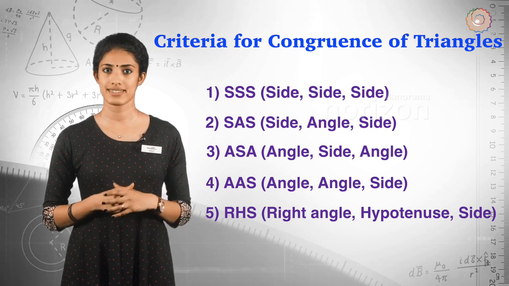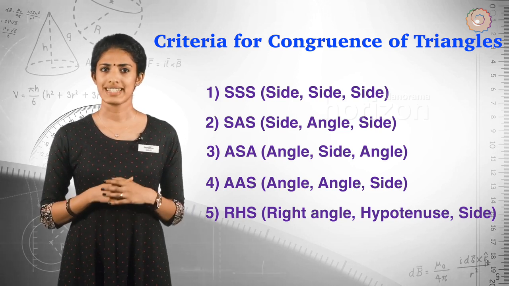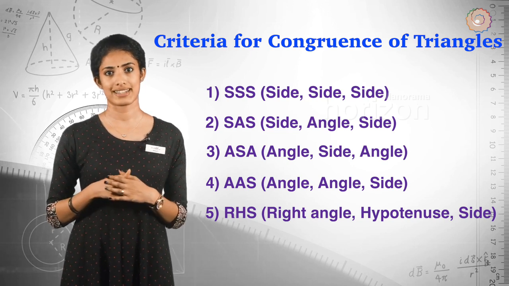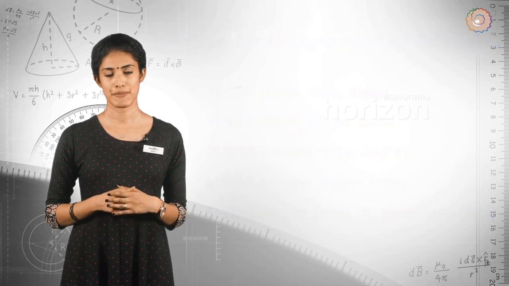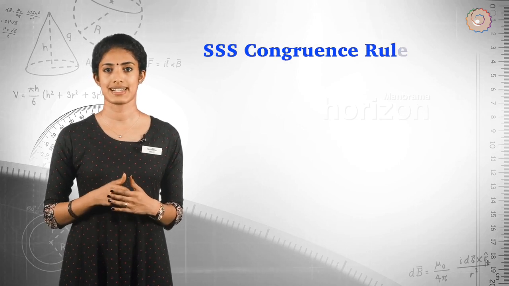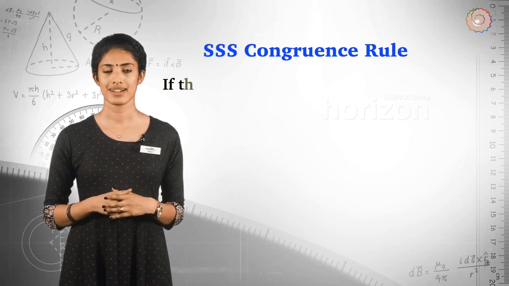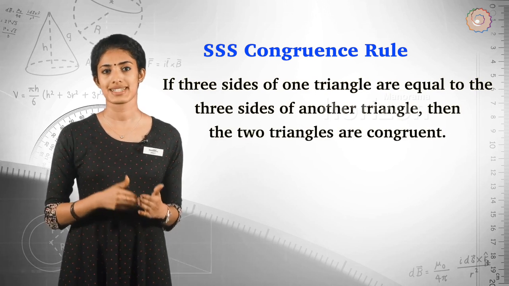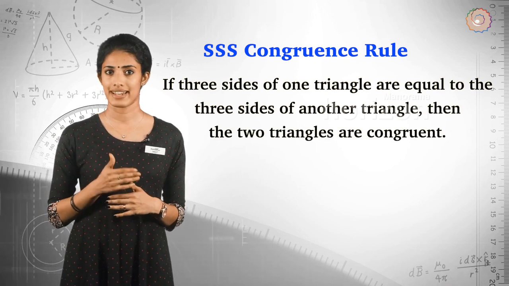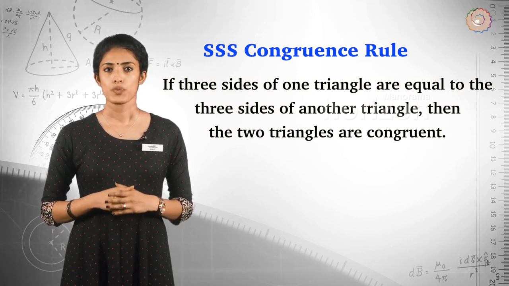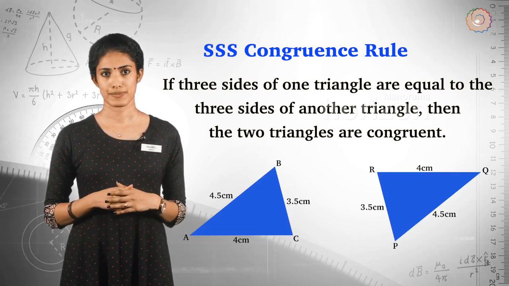Now, let us discuss the same. If these three elements match for given two triangles, then we can say that they are congruent to each other. Now, let us consider the first criteria, that is the SSS congruence rule. If three sides of one triangle are equal to the three sides of another triangle, then the two triangles are said to be congruent. Now, consider these two triangles.